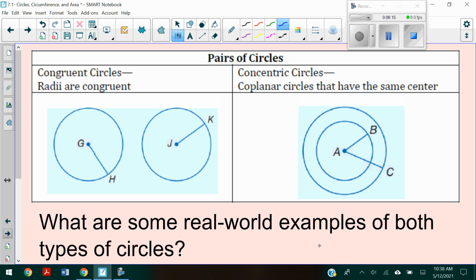So what are some real world examples for each type of circle? Okay, so congruent circles would be things like, hey, wheels on your vehicle. That's a perfect one. The circles that are on the crates I have around in my room, those are congruent circles. Then we have concentric circles. Those are coplanar so that they are one nestled inside the other. Things like if you look at a DVD, those have concentric circles. So the outside of the DVD and the center. How about the rings in a tree? Those are concentric circles.